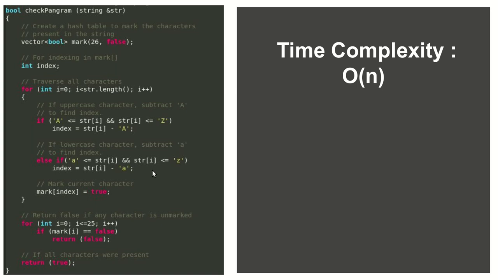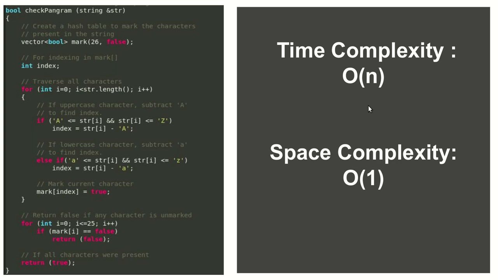So time complexity is big O of n plus 26 for this loop. Considering that n is quite large compared to 26, we say that the time complexity is big O of the size of the string. And space complexity for the problem is big O of 1, because every time we make an extra array of constant size 26.